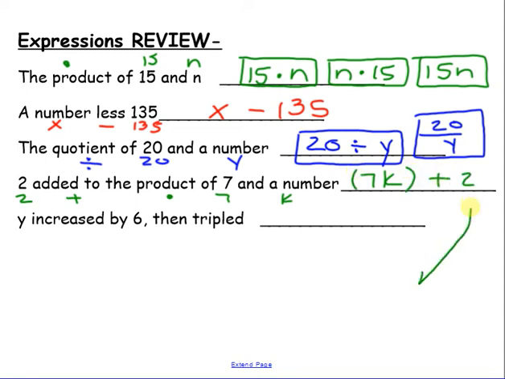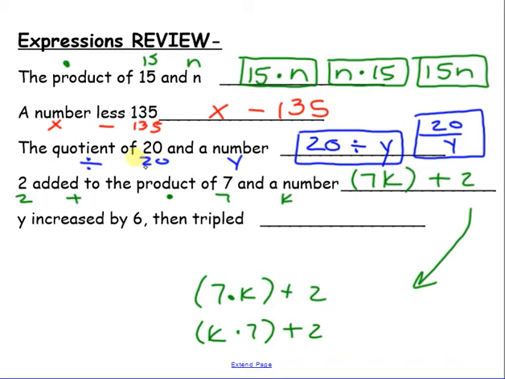Now there's a couple other ways that you could write this one. You could write 7 dot k and put it in parentheses and add the 2. You could also do k dot 7 and add the 2. And then you could also have these exact ones, but have the 2 on the left-hand side. Because it's addition, it doesn't really matter whether it's on the left or the right of the parentheses, because order of operations will tell you you have to solve parentheses first.